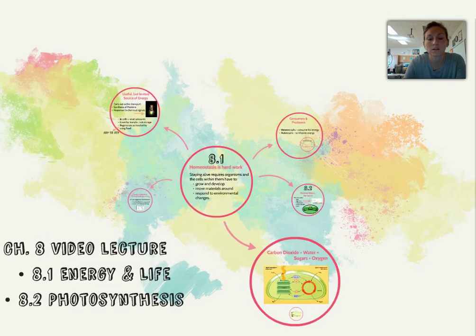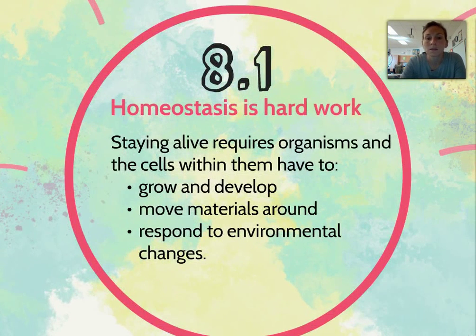So let's go ahead and start off with 8.1. That points out to us and reminds us that homeostasis is hard work. And if you remember, homeostasis is the ability to maintain an internal stable environment. Now, organisms have to do this in order to survive and to be considered living. Remember, some of the things that make an organism living is that they're able to grow and develop. They're able to obtain and use energy and move materials around. And they're able to respond to environmental changes.